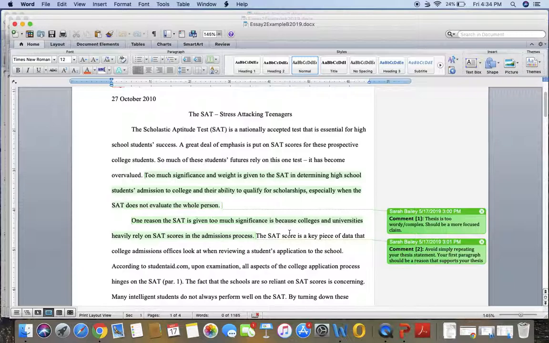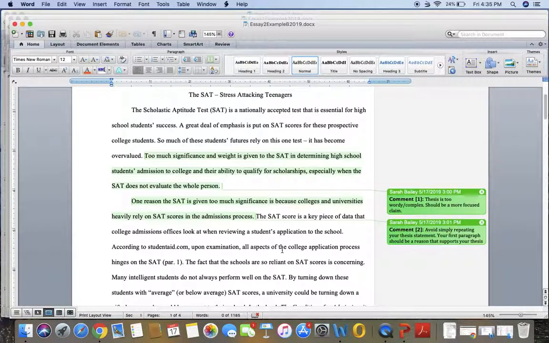Instead of having three or four distinctive reasons to support his thesis, the student simply keeps repeating his thesis throughout the essay. So here's this first topic sentence: "One reason the SAT is given too much significance is because colleges and universities rely on SAT scores in the admissions process." Well, that's essentially the same thing you said in your thesis statement. You're just repeating yourself. So, you need different reasons.